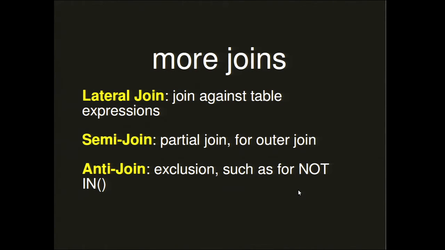9.2 or 9.3, I think 9.2 and up, we have semi-joins, which is a special kind of join that's generally used for an outer join where we know we're only going to match part of the data. And then we have the anti-join, which is for when you're doing things like not in or where not exists, or left outer join where null. And then we will do an anti-join, which you will see for that.